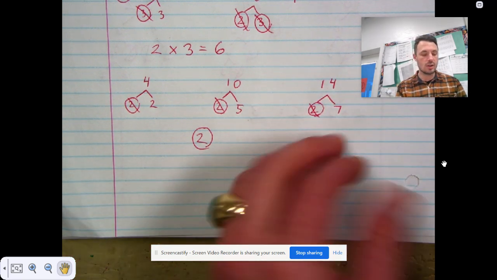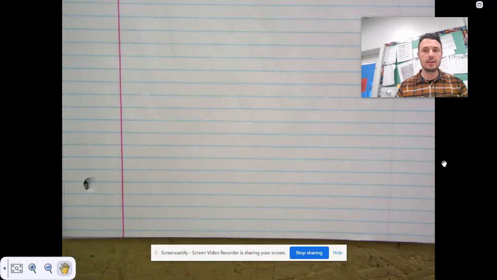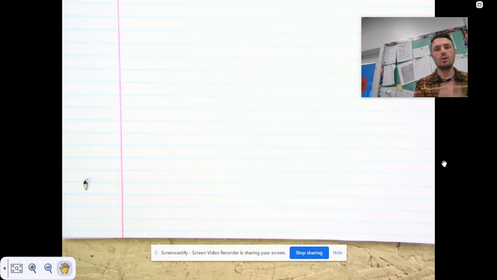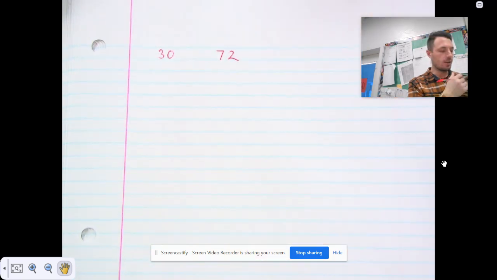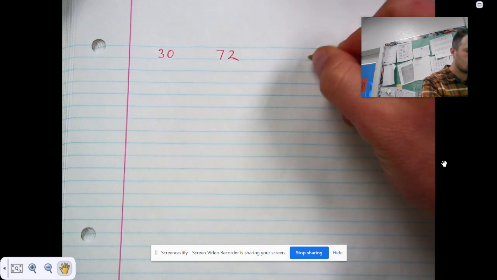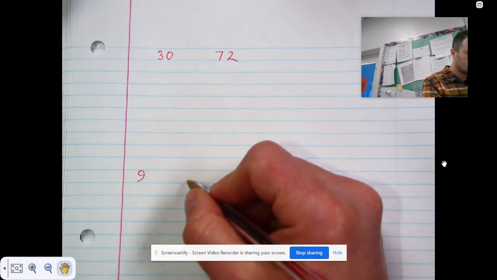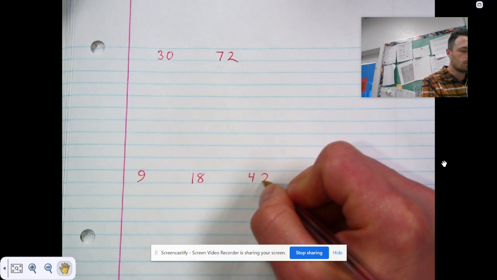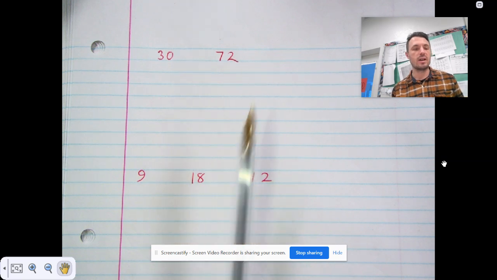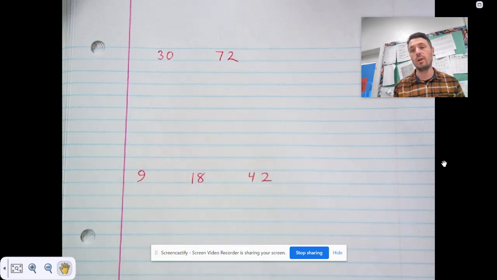All right, I think I'm going to give you some to try independently now. Let's see, how about 30 and 72? Find the, oops, you can't even see it. Find the greatest common factor for 30 and 72. And then also find the greatest common factor for 9, 18, and 42. Go ahead and see if you can find the greatest common factor for 30 and 72 and the greatest common factor for 9, 18, and 42 independently.